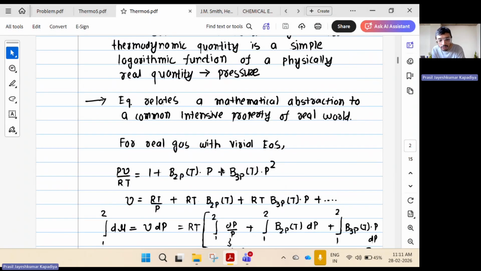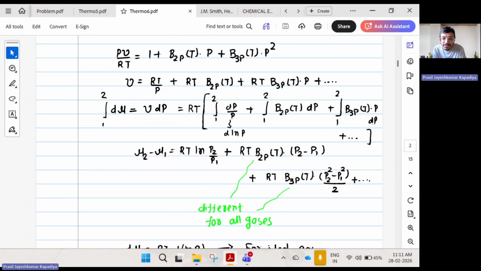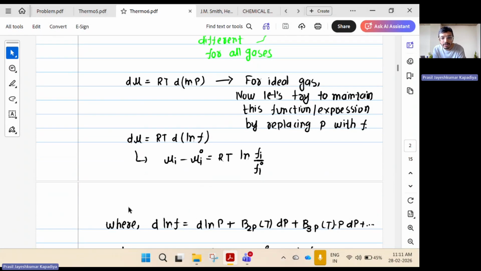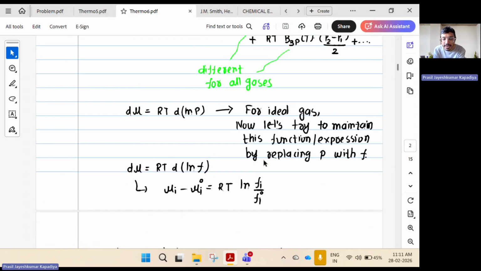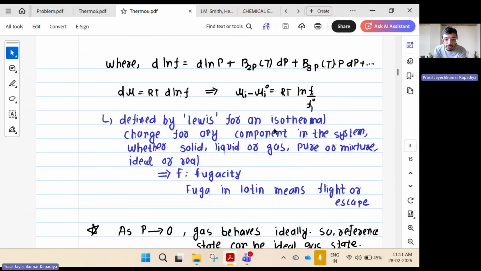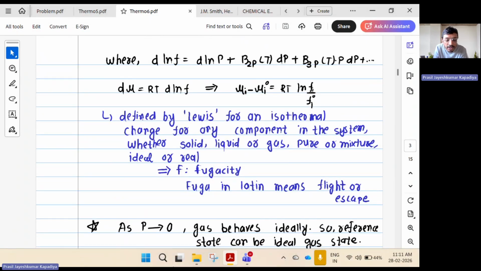Okay, then we tried to write it for real gas, and we found out that instead of developing so many correlations, we can just replace this whole term as ln f, that is called fugacity. Lewis defined it as fugacity, and this equation can be used for any component in the system, whether it is solid, liquid, gas, pure, mixture, ideal, real. For anything we can use this particular equation.